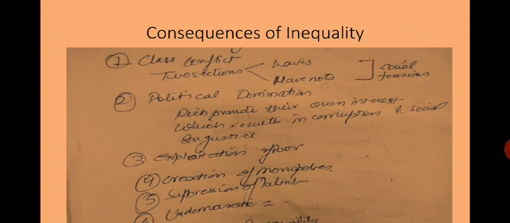The next one is suppression of talent. These people, because they have resources at their end, and those people who are able to get indulged in malpractices, they tend to suppress the talent. And even if the poor person has talent, these rich people, through their resources, are able to overpower the person who is talented but is poor.